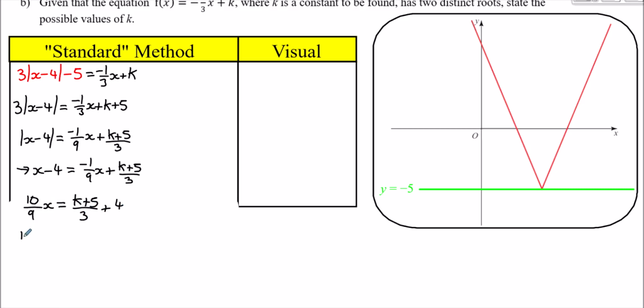So I'm going to rewrite 10/9 of an x. Now 4 is the same as 12 thirds. So if I write 4 as 12 thirds, I can combine this into this fraction here. So k plus 5 over 3 plus 12 over 3 will be k plus 17 over 3. And so that's one solution. So that's one equation I have relating to k.